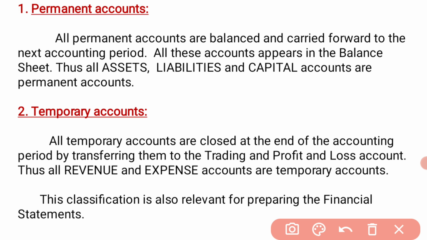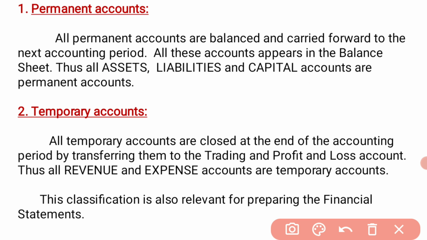All permanent accounts are balanced and carried forward to the next accounting period. All these accounts appear in the balance sheet. So the permanent accounts are to be balanced and carried forward to the next year. Which are those? Asset, liabilities and capital. These 3 are the permanent accounts of your business organization.